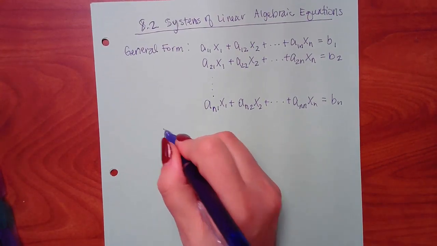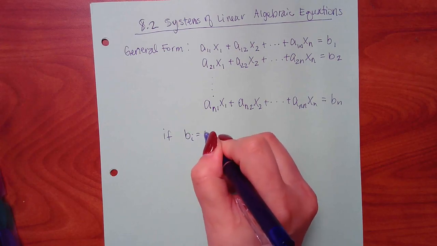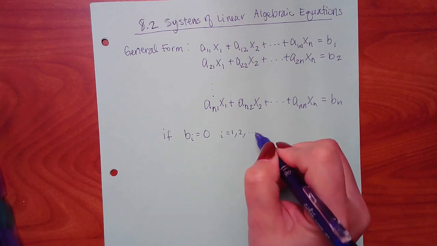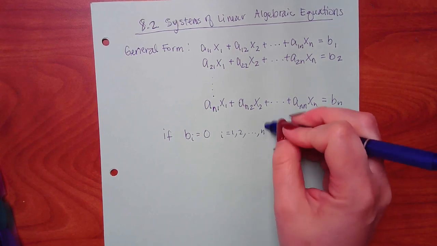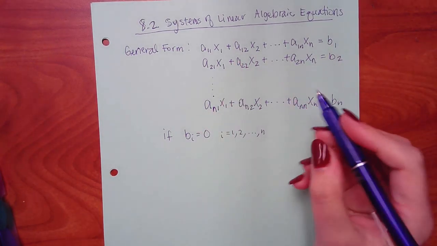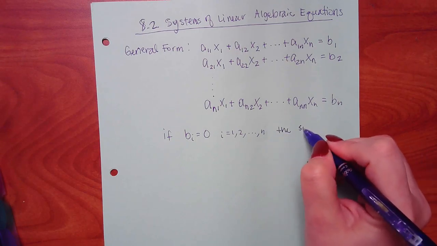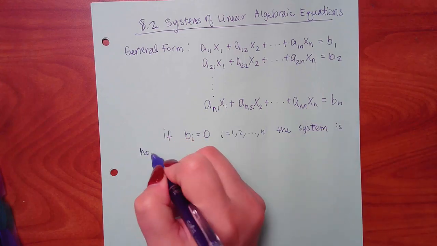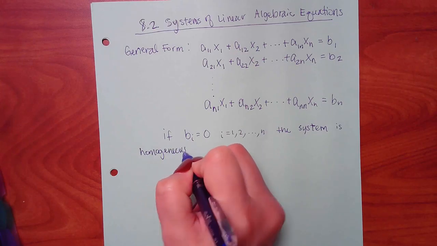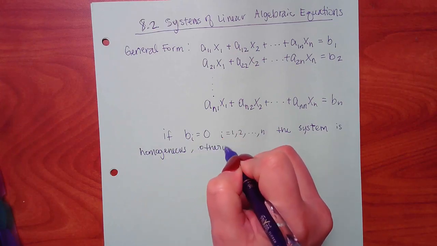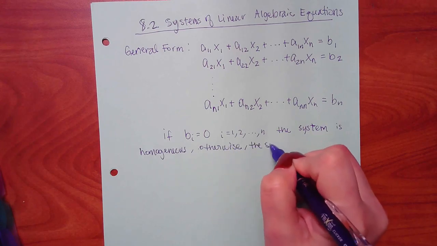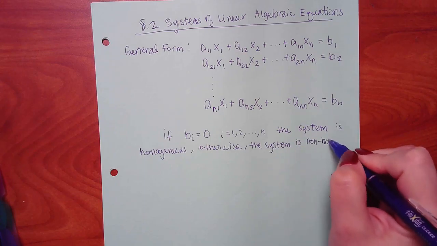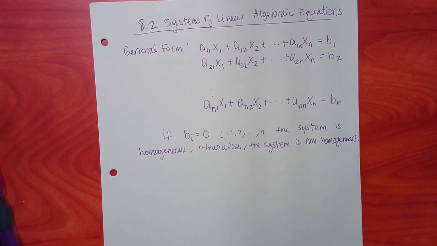Now, if all the b's, no matter what the subscript is, which equation you're looking at, if all of the b's are equal to zero, what kind of system is it? Does anybody remember? Remember this word? Yeah, there you go. And then otherwise it's what? If it's not homogeneous, what do we say? Non, right? They're not trick questions, I promise.